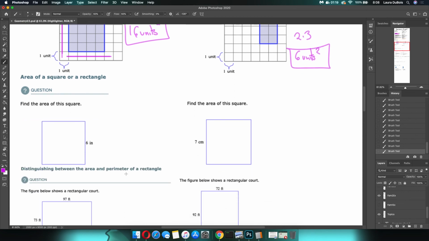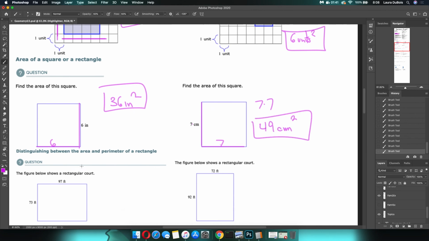Area of a square, that is again base times height. And since this is 6, this is 6. 6 times 6 is 36 inches squared. I don't even need to write anything down. Since this is 7, that means this is 7, base times height. 7 times 7, that's 49 centimeters squared. Don't forget your units of measure.